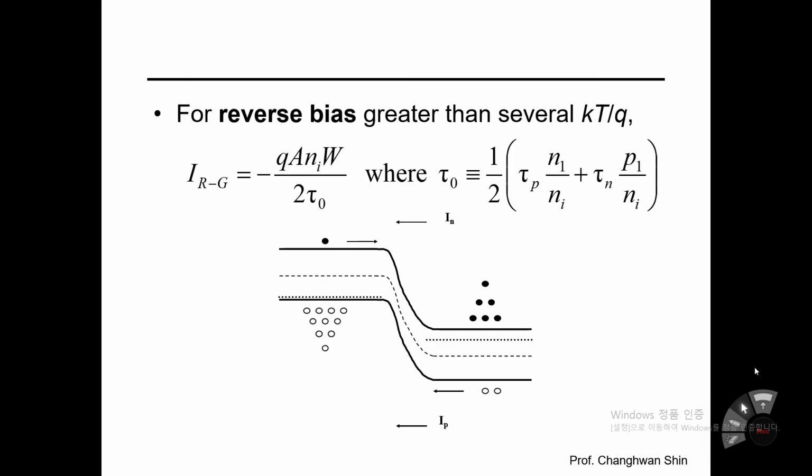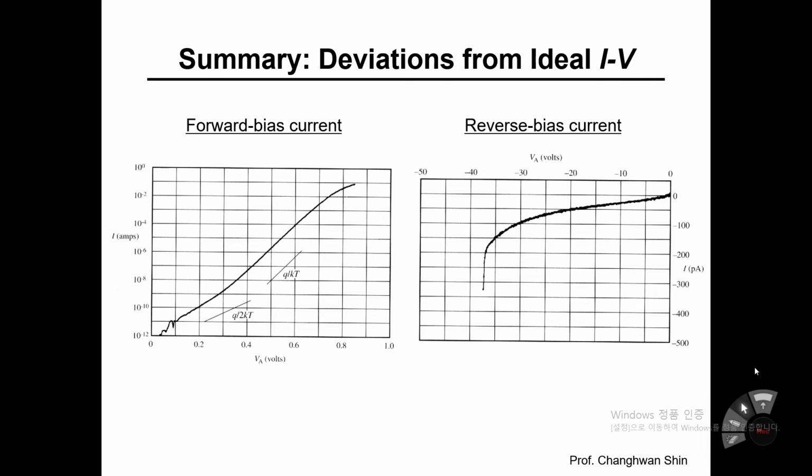Herein, I guess this slide is better to holistically look at what happens in a non-ideal PN junction diode. On the left hand side, you can see the forward biased current versus voltage plot. Of course, the y-axis is converted into the logarithmic scale. You can clearly see that in this part, the slope follows q over kT, which means this part is perfectly well matched to the ideal diode equation.